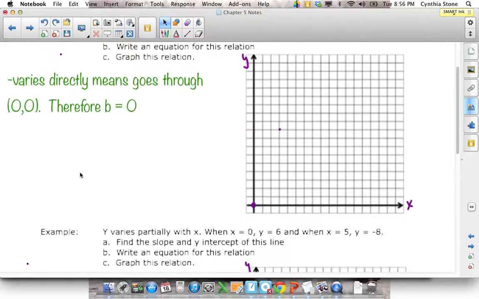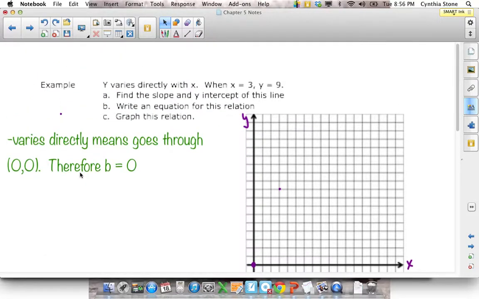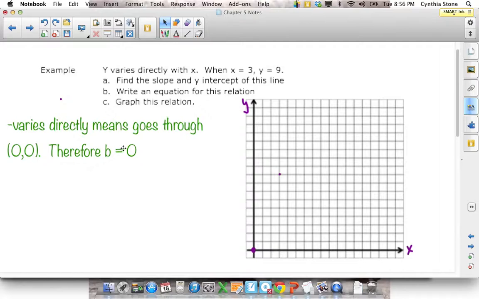All right, y varies directly with x; when x is 3, y is 9. What that tells me is, varies directly, you might remember, means it goes through (0, 0). So that tells me a point on the line, and it tells me the y-intercept, right? Because it's starting right here. Varies directly means it starts right there, which means that the y-intercept is 0, b is 0.